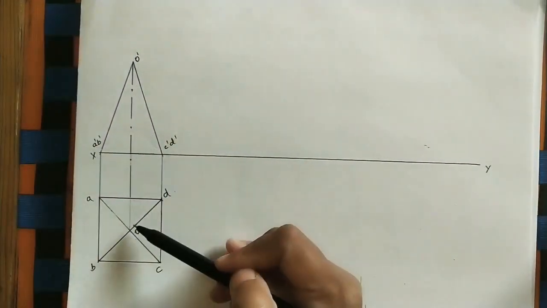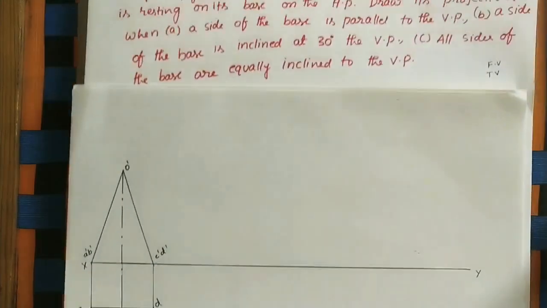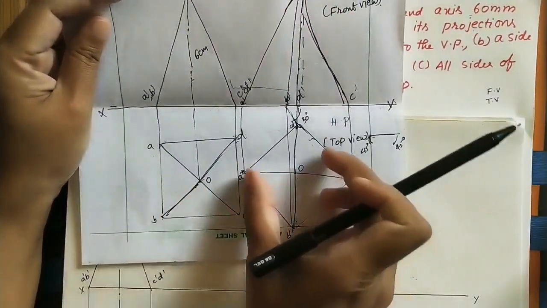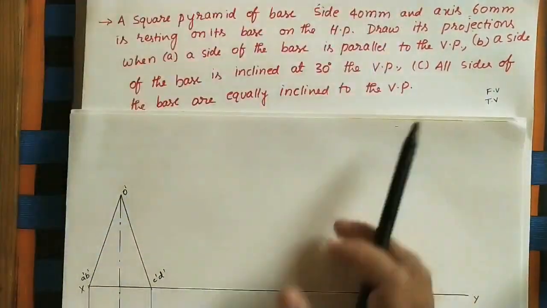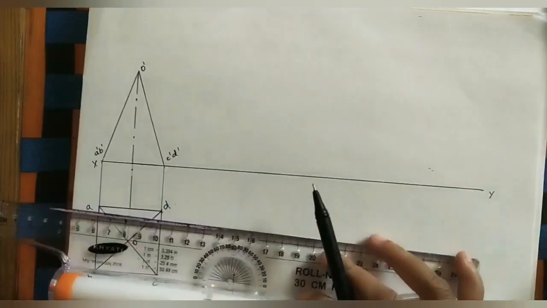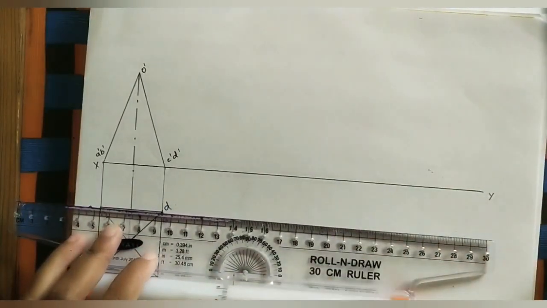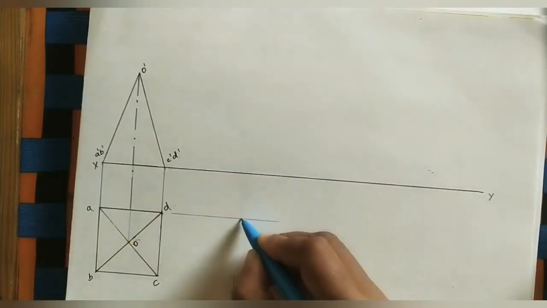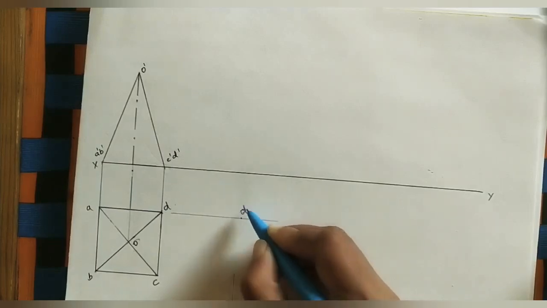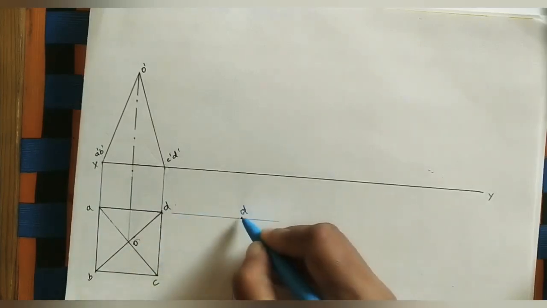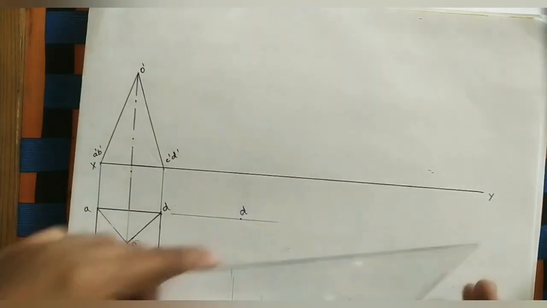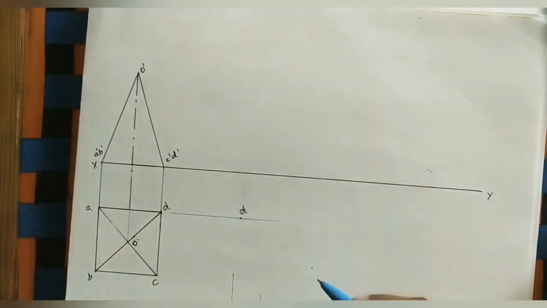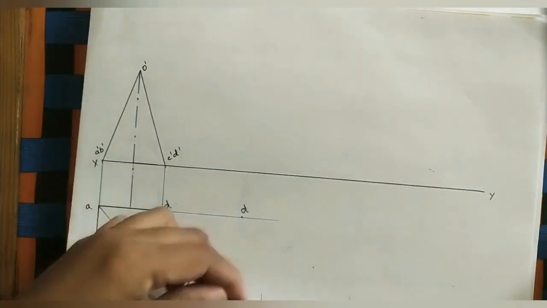So this is the front view, this is the top view. And in the next question, this side of the base is inclined at 30 degrees to the VP. So the same square we have to tilt, one of the sides 30 degrees. Here I take one horizontal line, after some gap between the two diagrams, take any gap here. Here I am taking this side DC tilting 30 degrees. At D I am taking a 30 degree line using the protractor. So here 30. In this direction take a 4 centimeter line.